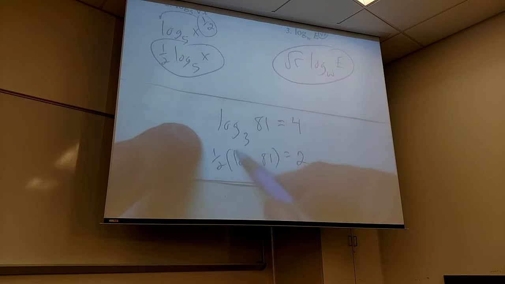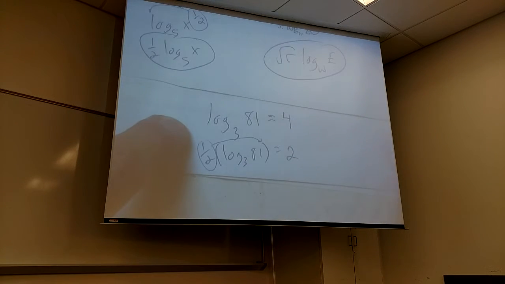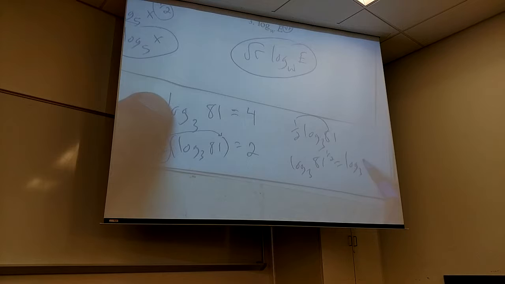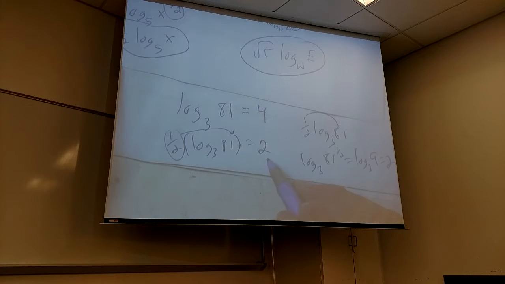Now, what's another way to look at this? Can't that 1/2 just come up here? Right, so another way to write 1/2 log base 3 of 81 is log base 3 of 81 to the 1/2. And what's 81 to the 1/2? Square root of 81, which is 9. And what's log base 3 of 9? 2, right? So if I apply the square root on the inside, it's going to cut the power by 1/2. Because what does the square root do? Cuts the power in half.